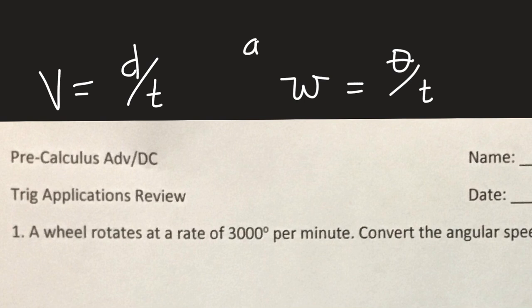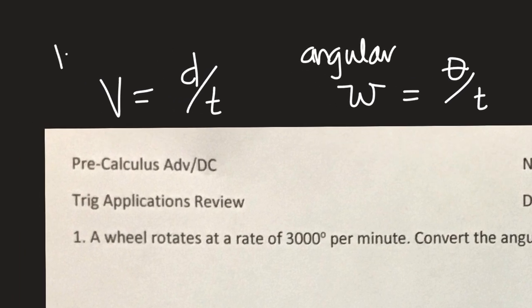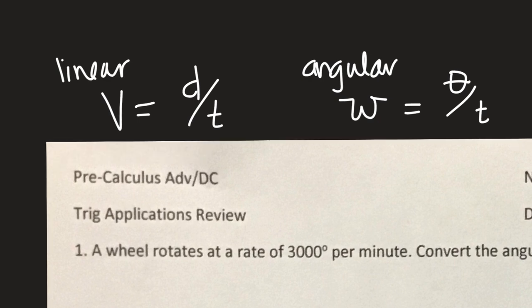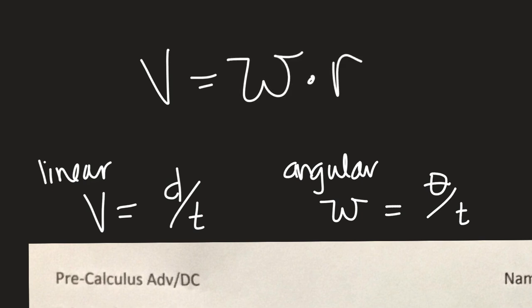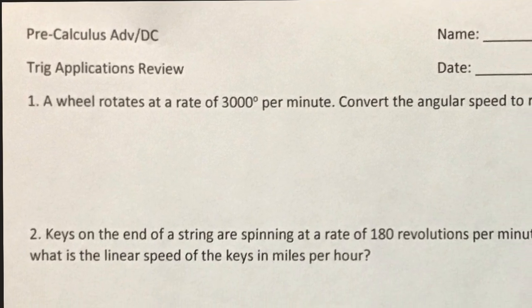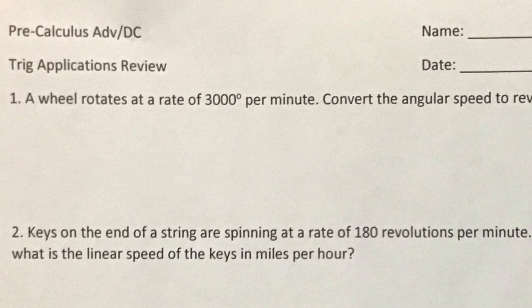We have angular speed and we have linear speed. And how they relate, well, the linear speed is always the angular speed times the radius of whatever it is that's spinning around. So we can convert from linear speed to angular speed using this equation, V equals omega times R.